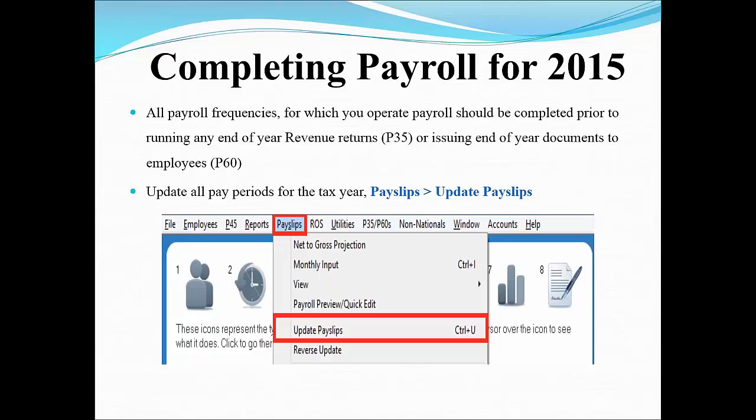The first thing we will look at is completing the payroll for 2015. It's imperative that all payroll is completed before commencing your year-end returns. So all pay frequencies for which you operate payroll should be completed prior to running any end-of-year Revenue returns, your P35, or issuing your end-of-year documents to employees, the P60s. All pay periods should be updated for the tax year. To update the payslips for each pay frequency, you would go to Payslips and Update Payslips.